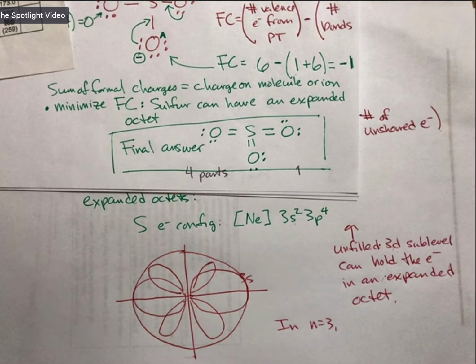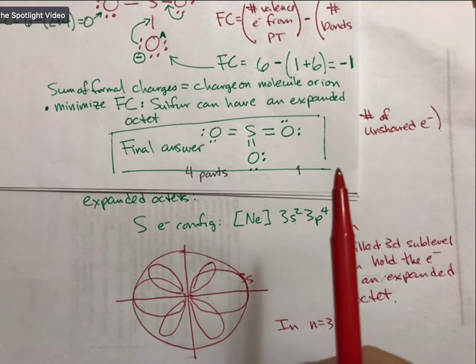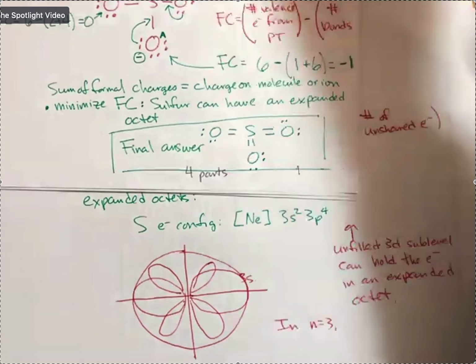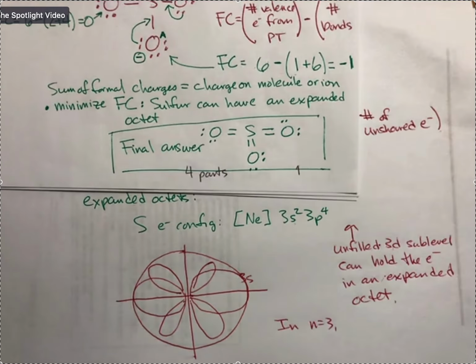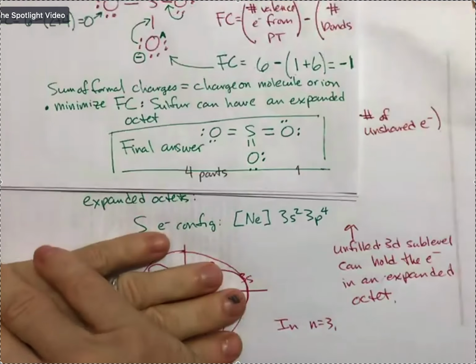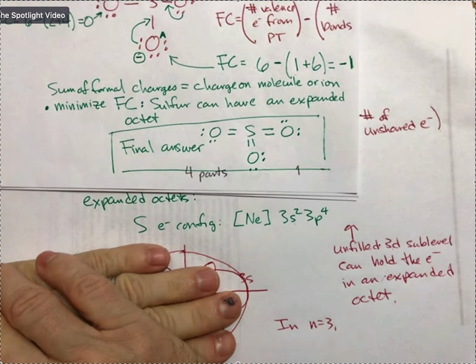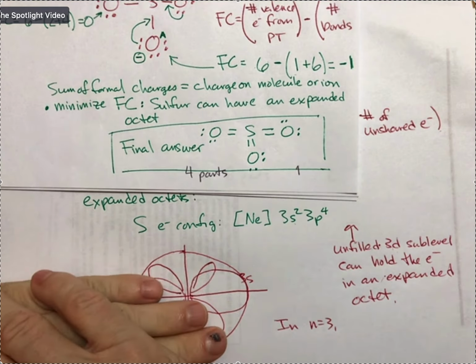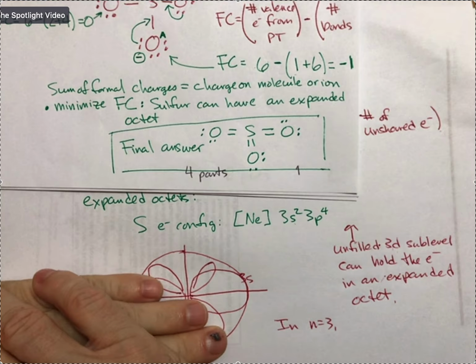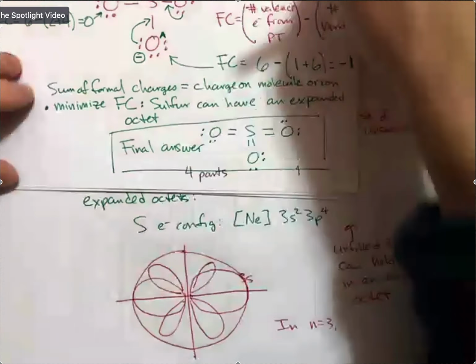I get it now, Professor. Thank you. Sure. Okay. Oh, but I still don't get why you had to minimize the question. The question didn't ask us to do that, did it? Or are we supposed to do that for every Lewis structure that we draw out?